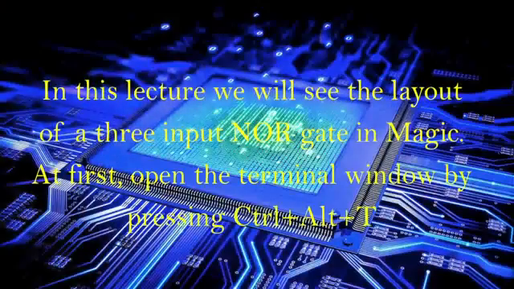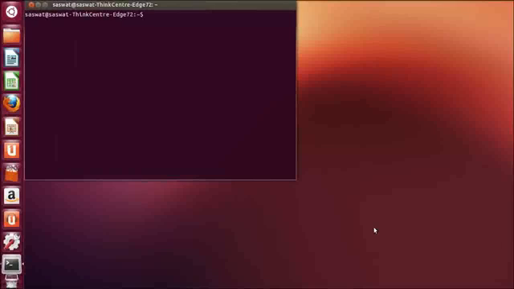In today's lecture, we'll learn to draw the layout of a 3-input NOR gate. At first, open the terminal window by pressing Ctrl, Alt and T. So this is our terminal window. Type magic.